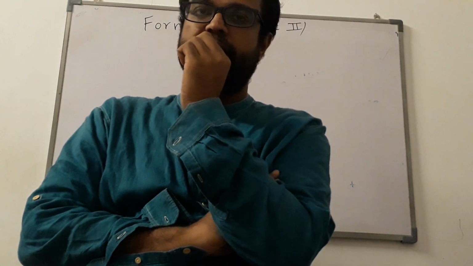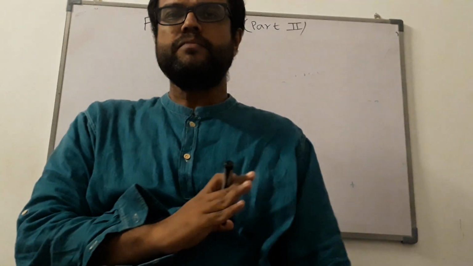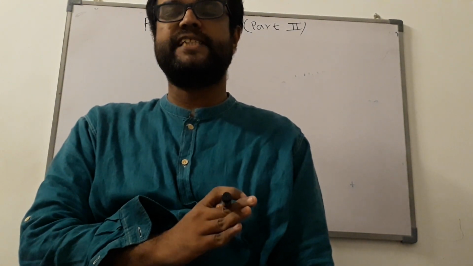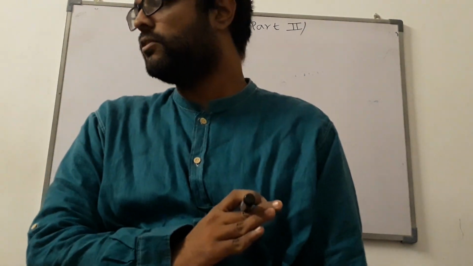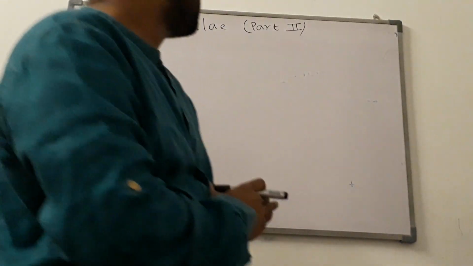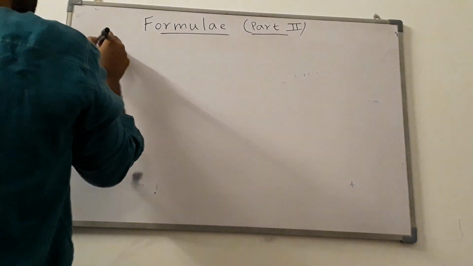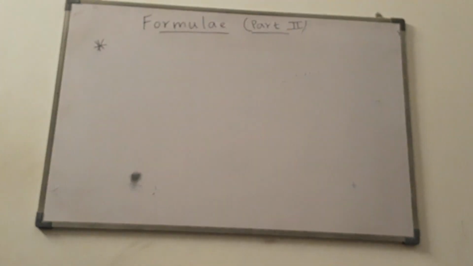I couldn't complete the last video fully, so I thought of taking a part 2 session on formula. Formula part 2 is a combination of two sums and substitution. First we'll come up with the sum. The first sum is this. This is a little advanced.